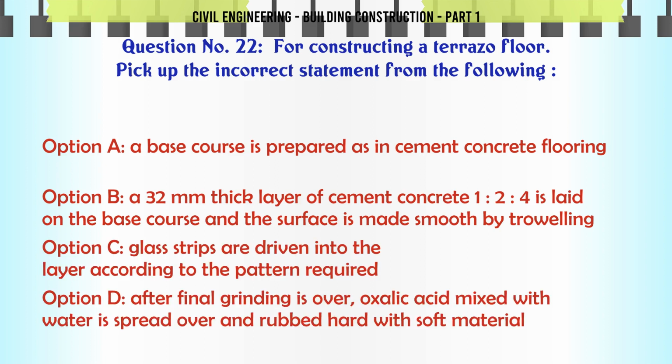For constructing a terrazzo floor, pick up the incorrect statement from the following. A. Base course is prepared as in cement concrete flooring. B. A 32 mm thick layer of cement concrete 1:2:4 is laid on the base course and the surface is made smooth by troweling. C. Glass strips are driven into the layer according to the pattern required. D. After final grinding is over, oxalic acid mixed with water is spread over and rubbed hard with soft material.